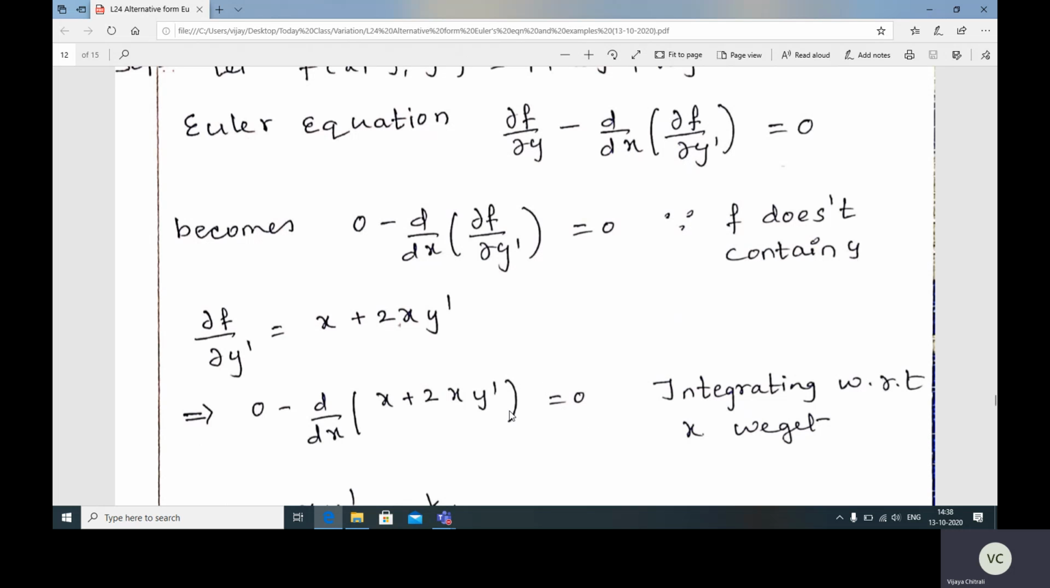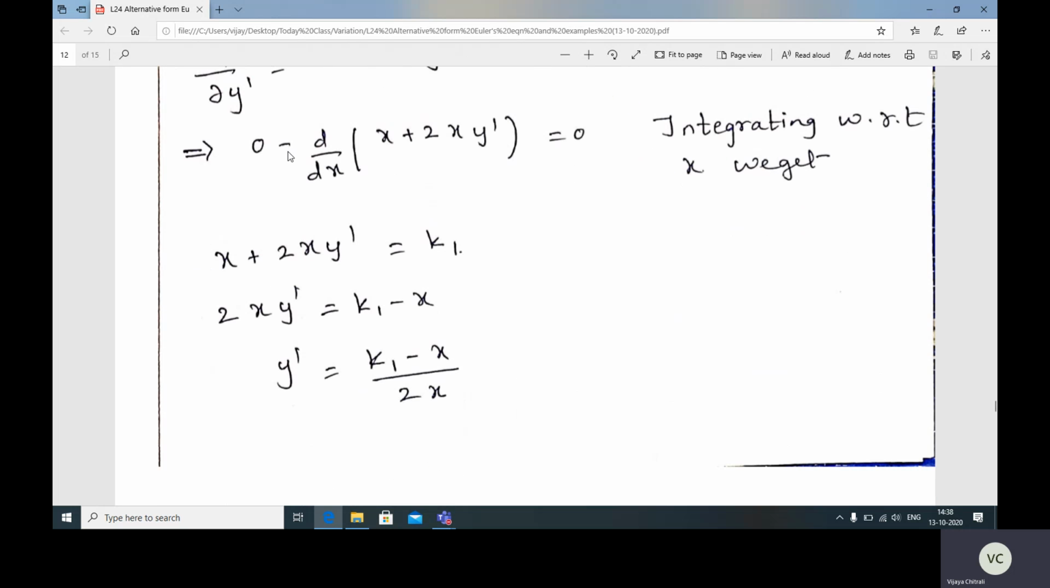We need y, so here first find y dash. So integrate this with respect to x. So we'll get integration of d by dx of x plus 2xy dash is x plus 2xy dash. This is equal to constant. We have to add the constant because it is an indefinite integral. So we want y dash. For that 2xy dash is equal to k1 minus x. So y dash is equal to k1 minus x divided by 2x.